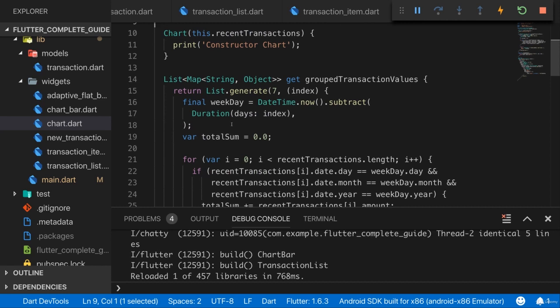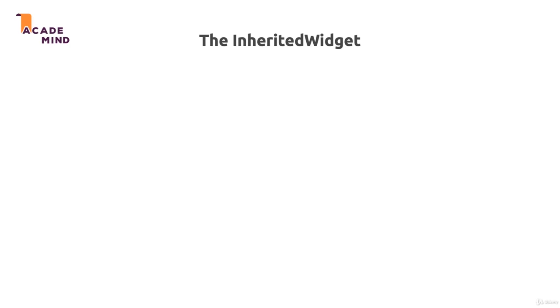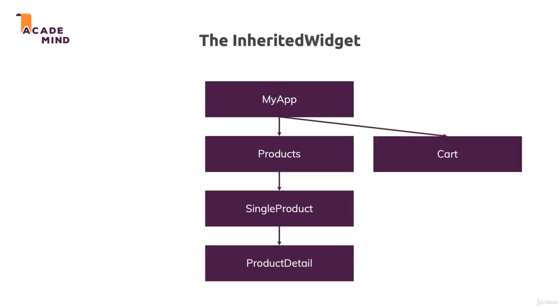Now, it's important to know this is the default way of passing data. But if you have a large widget tree, so with a widget that has another widget as a child, which has yet another widget as a child, and so on, then passing data between these widgets can get cumbersome. Here's an example, and we'll learn about a feature called inherited widget that helps us make that simpler. So here's our setup. We have a relatively large widget tree with our app widget, a products widget, single product and product detail widget, and also a card widget, which is a sibling to the products widget, for example, in a row or in a column.